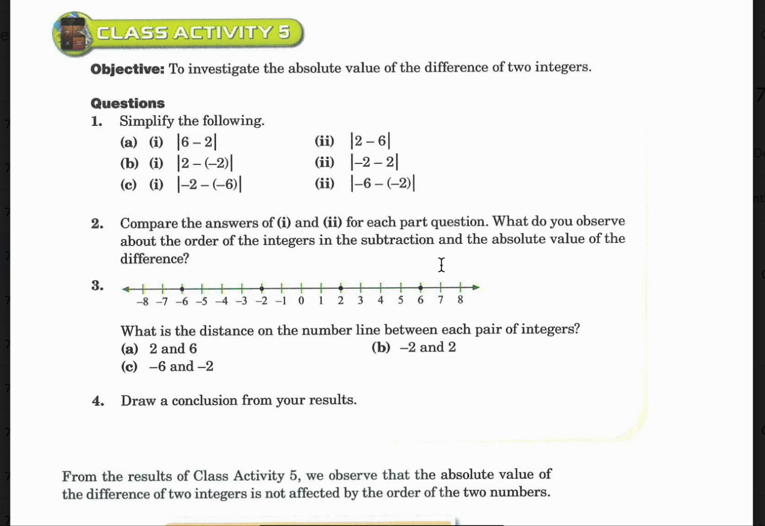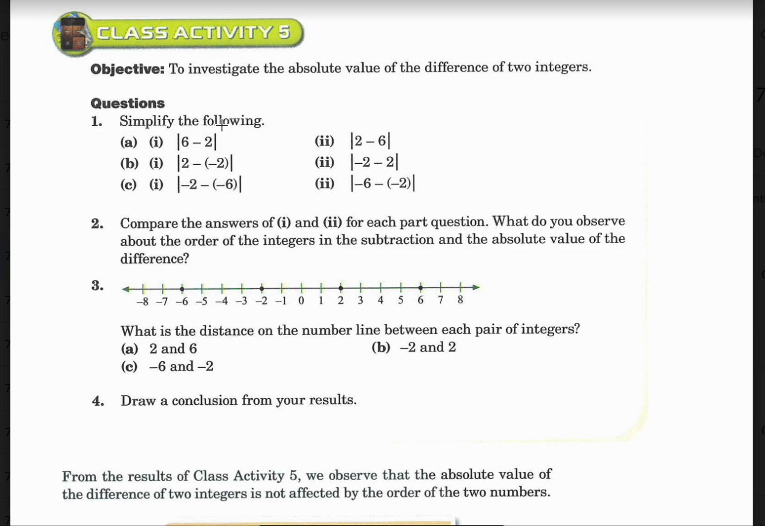Let's take a look at this problem. Simplify the following. The absolute value of 6 minus 2. We have the absolute value of 2 minus 6. We have the absolute value of 2 minus negative 2. And then the absolute value of negative 2 minus 2. Absolute value of negative 2 minus negative 6. And the absolute value of 6 minus negative 2. So you notice that these problems are very similar. They just reverse them, right?